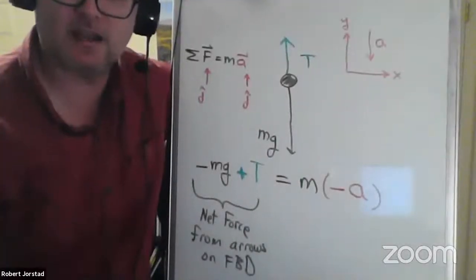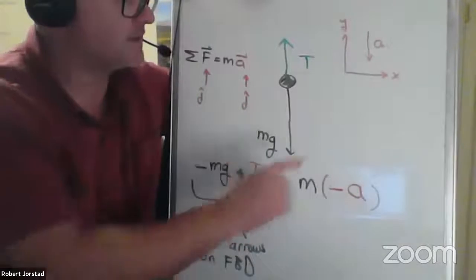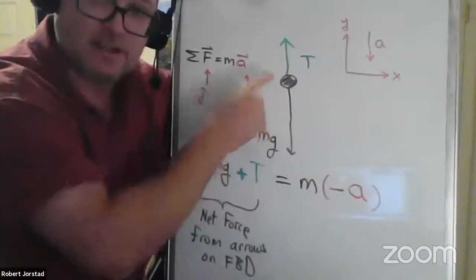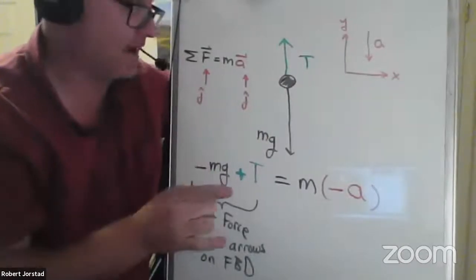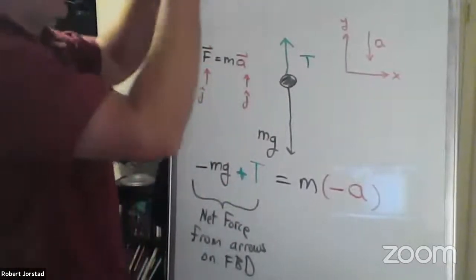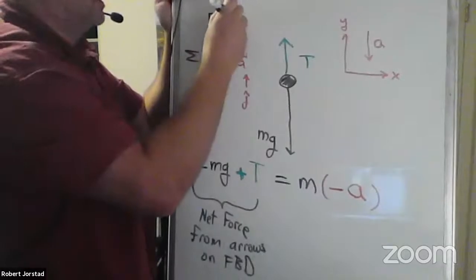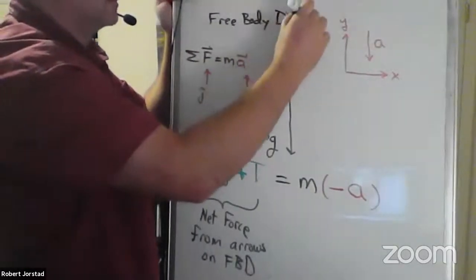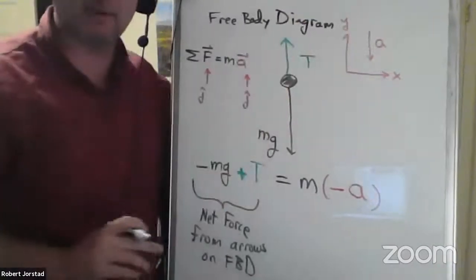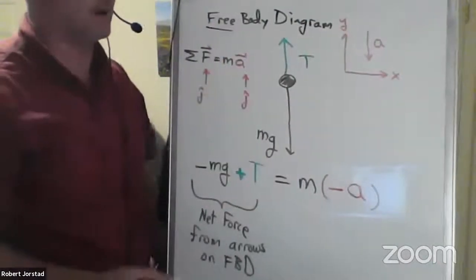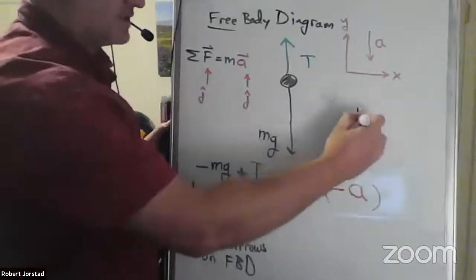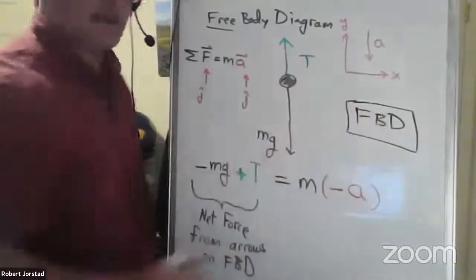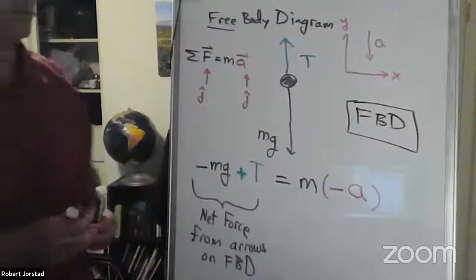Another thing, always watch. Notice I did not draw the acceleration touching the object. A free body diagram is this. This is a good free body diagram. So it's not a force body diagram. It's a free body diagram. And we'll get lazy and just call it an FBD. Free body diagram, not force body diagram.